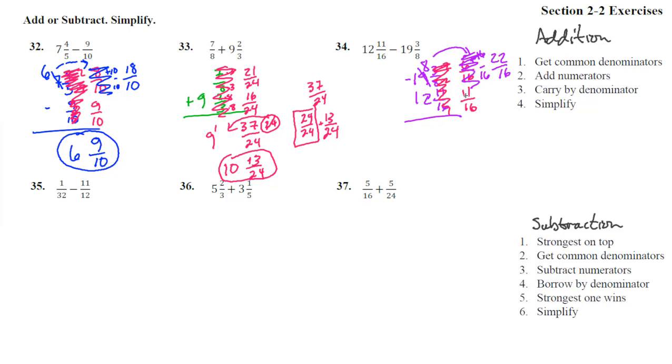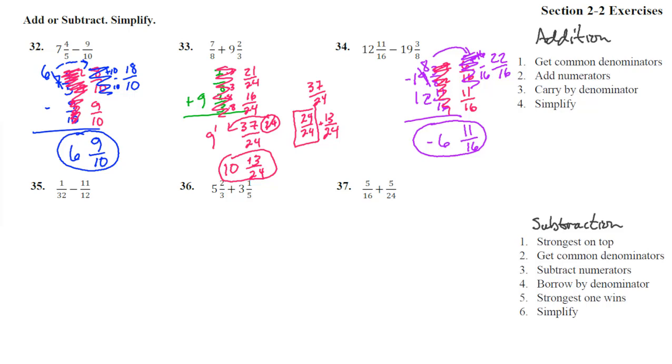22 sixteenths minus 11 sixteenths. Yes, we can do that. 22 minus 11 gives us 11 sixteenths. And 8 minus 2 is 6. And 1 minus 1 is 0. Okay. Strongest one wins. The strongest one was negative. So the answer is negative 6 and 11 sixteenths. Ooh, that was a good tough one too. Anytime we need to subtract, get common denominators, and borrow, that gets pretty tough.